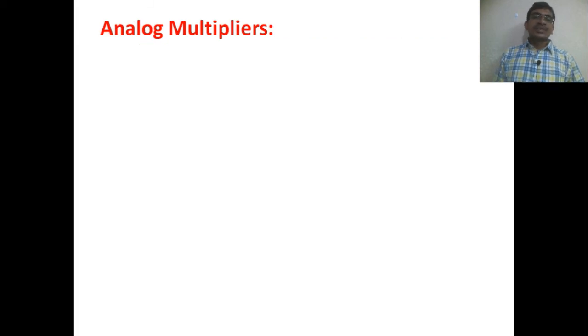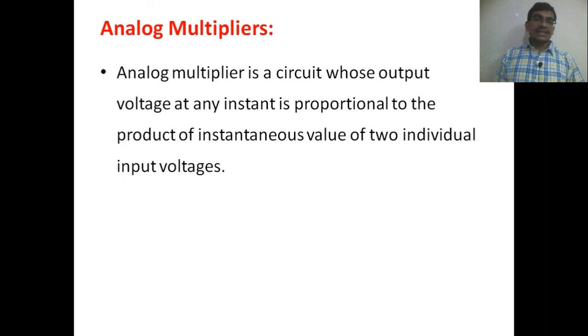And if you see the next topic, analog multipliers. What are analog multipliers? We will see. An analog multiplier is a circuit whose output voltage at any instant is proportional to the product of the instantaneous values of two individual input voltages.